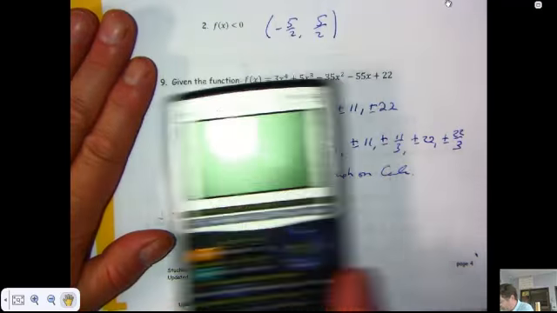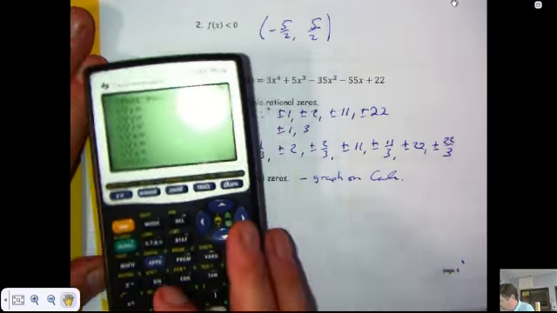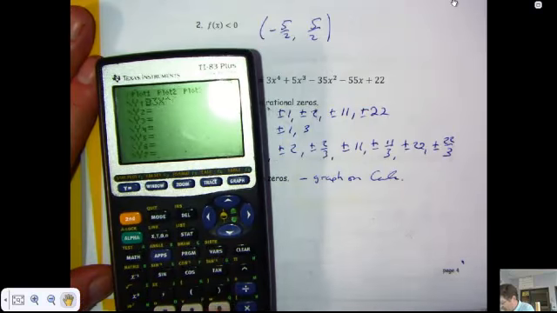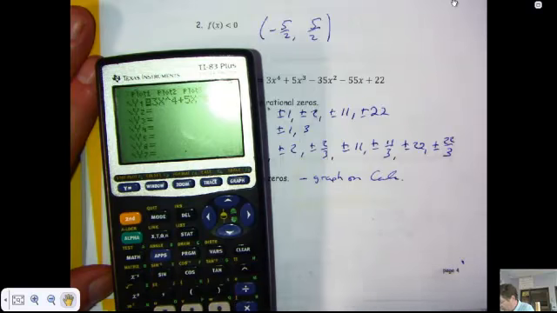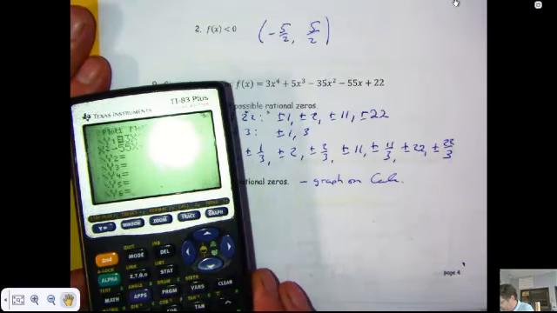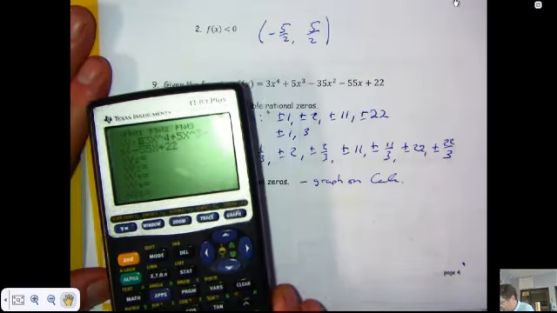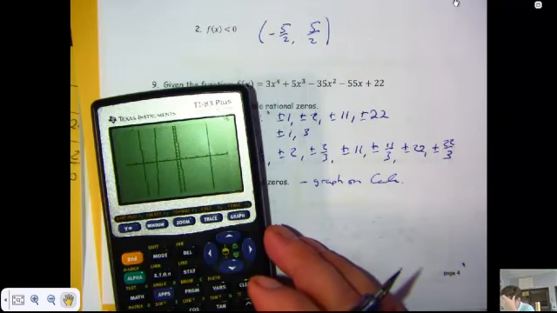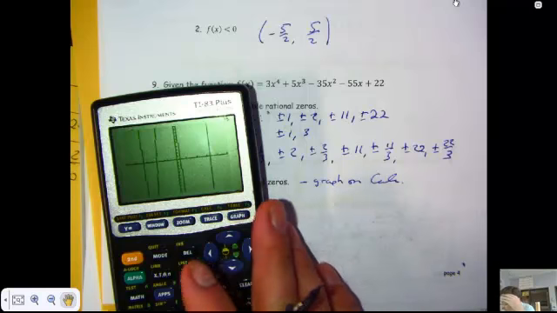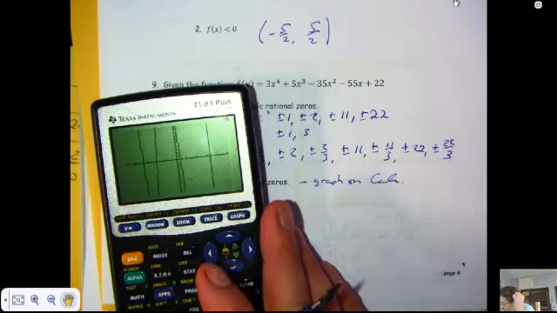So let's see if I can enter this one correctly. 3x to the 4th plus 5x cubed minus 35x squared minus 55x plus 22. Ooh. Okay. So I see a number of them pop up. Do I see any on my list? Looks like negative 2 would be a good choice. 4 is a fraction. I think the other one's a fraction.